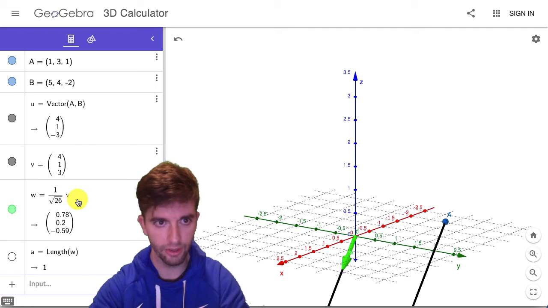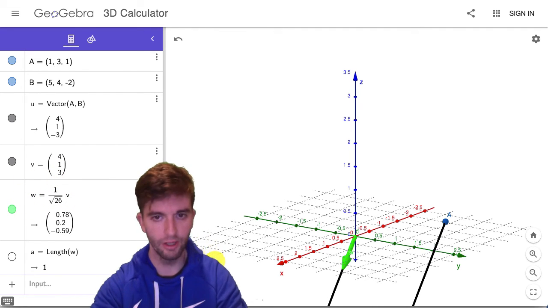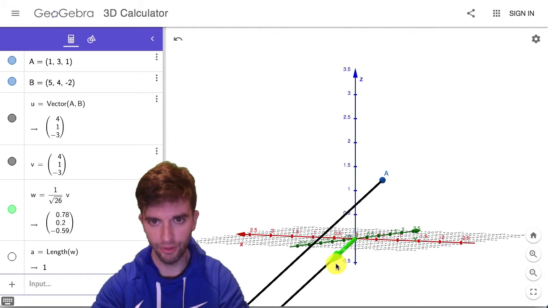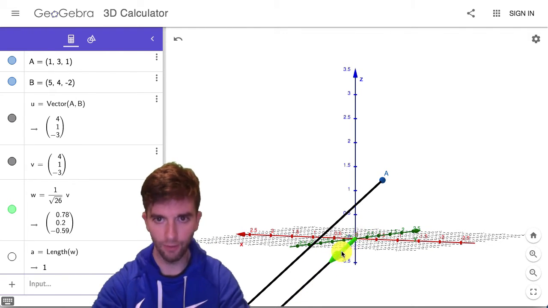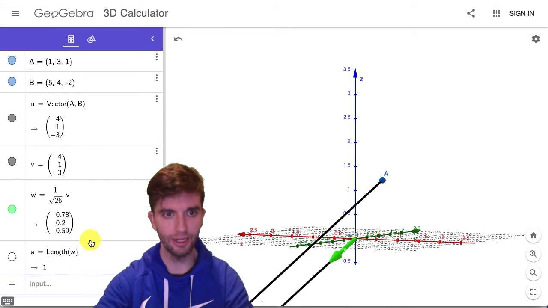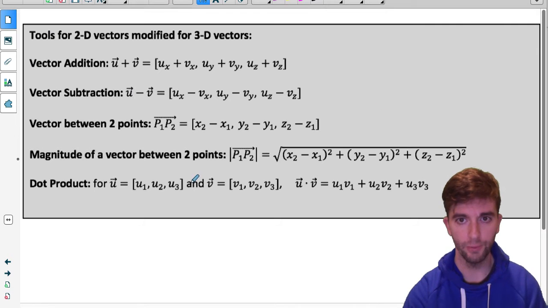Okay, so notice I graphed a new vector. I called it vector w, which is 1 over root 26 times vector AB. And so it's going in the exact same direction as vector AB was, but its length is now 1. And to prove that to you, I got GeoGebra to calculate the length, and it says the length of that vector is 1.